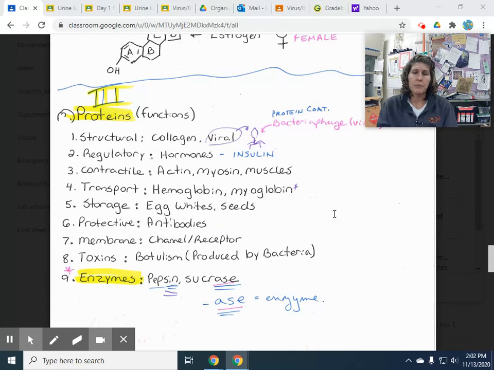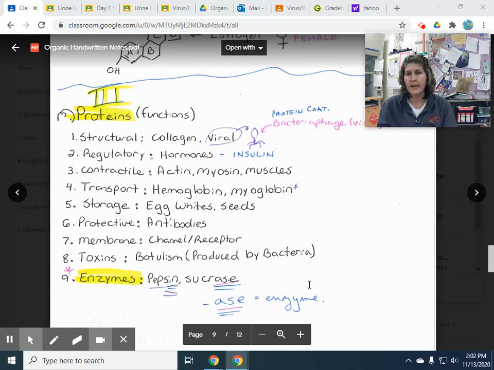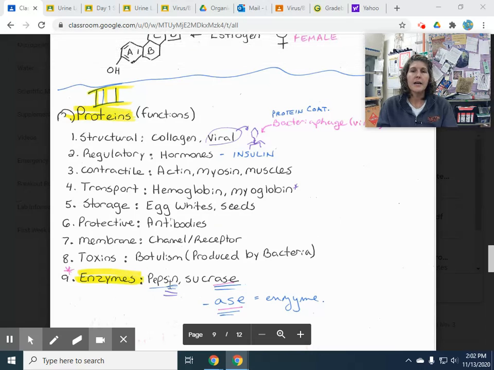They help to make up your cell membranes. You have protein channels. You have little receptors. They make up toxins such as bee stings, jellyfish stings, snake venom, botulism from bacteria, and they help to make your enzymes. They are your enzymes.